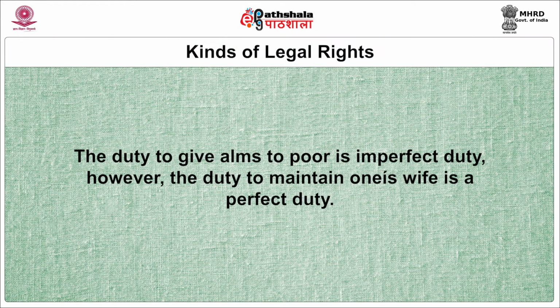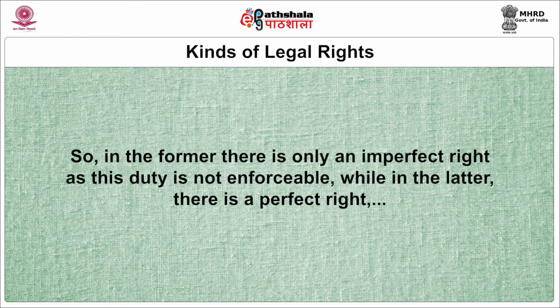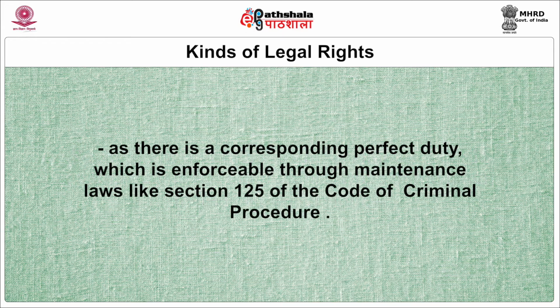Imperfect rights are those against which there is no perfect duty, that is, the duty will not be enforceable. The duty to give alms to the poor is an imperfect duty. However, the duty to maintain one's wife is a perfect duty. So in the former, there is only an imperfect right, as the duty is not enforceable, while in the latter there is a perfect right, as there is a corresponding perfect duty which is enforceable through maintenance laws, like Section 125 of the Code of Criminal Procedure.